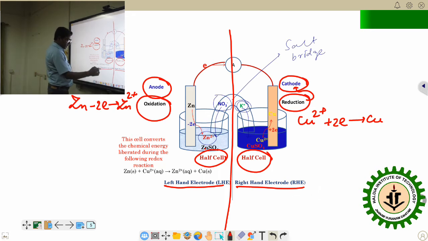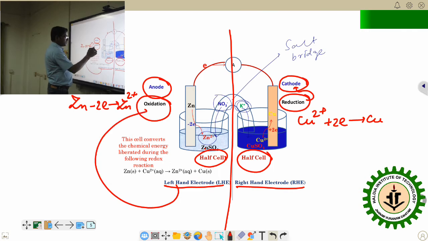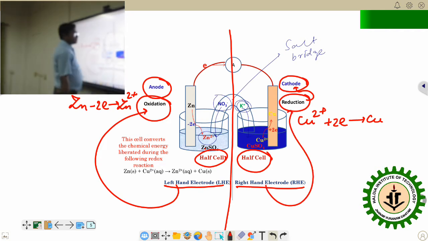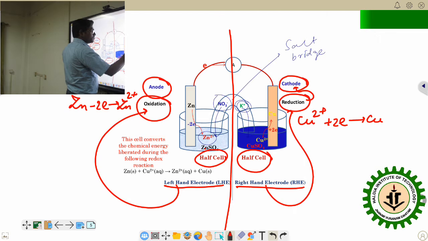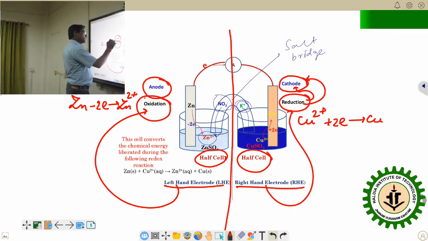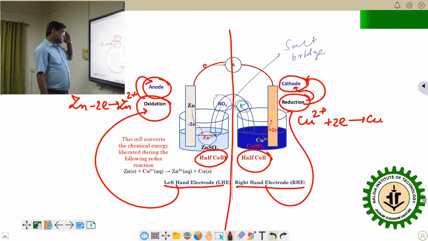You have to draw that one on the left side where the reaction will be oxidation. You have to draw that one on the right side where there will be the reaction of reduction. If there is reduction, then we say that electrode is the cathode. If there is oxidation, we say the electrode is the anode. So this is the convention to represent this cell.